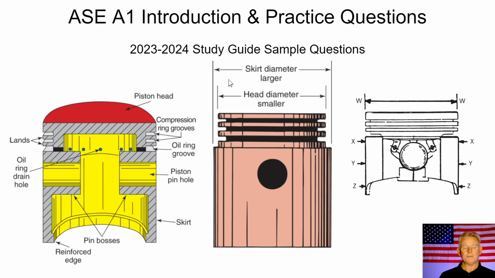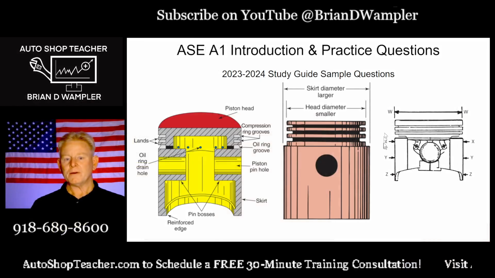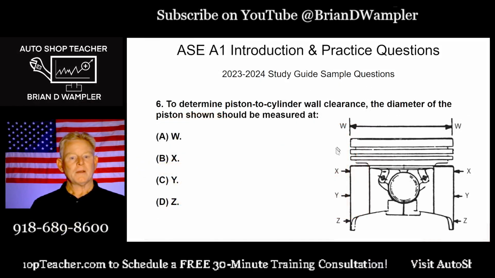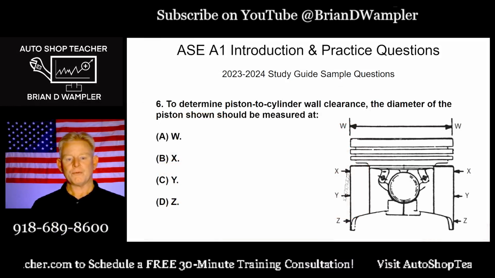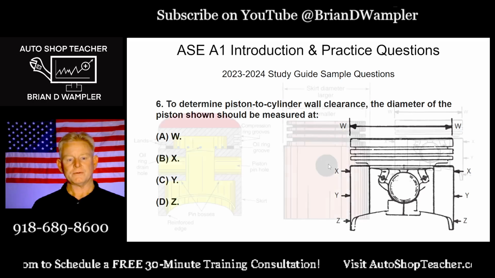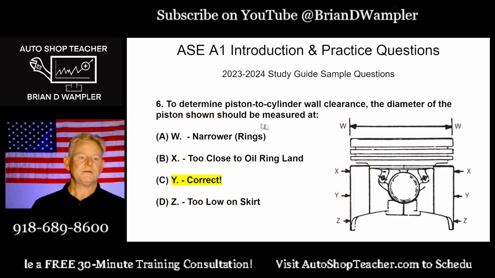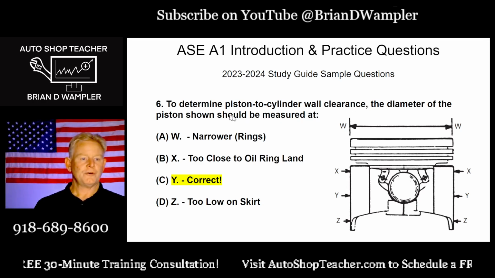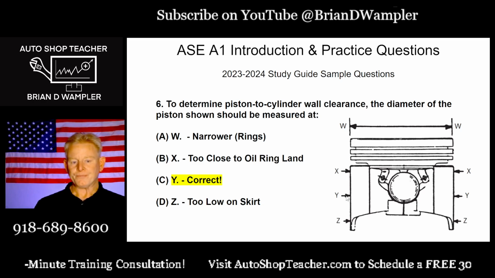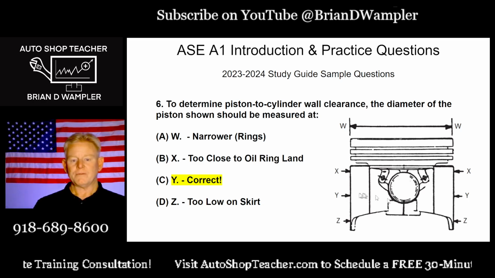Going back to our middle illustration. Back on our middle illustration, the skirt is your largest part of the piston, okay? Let me back up one slide here. And you can see 3 of our choices are down here on the skirt, okay? And let me go to the next one. So, to determine the piston to cylinder wall clearance, the diameter of the piston shown should be measured at Y, okay? The middle of the skirt.